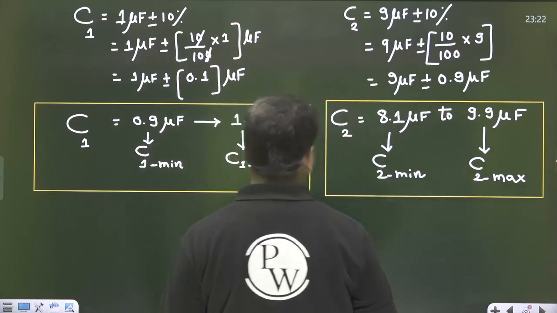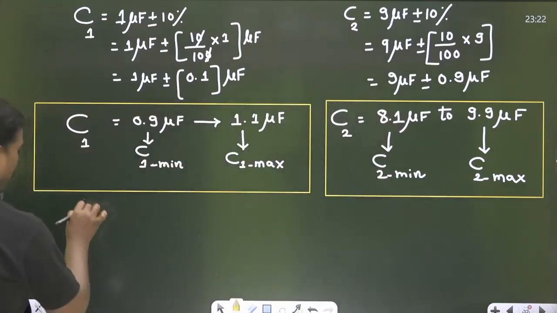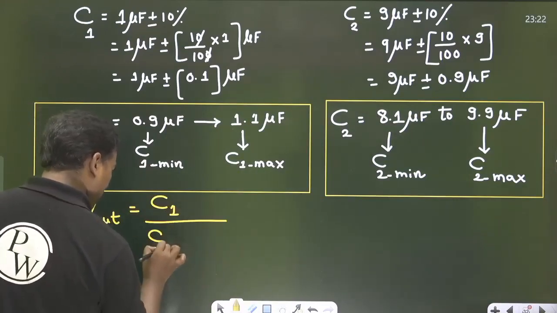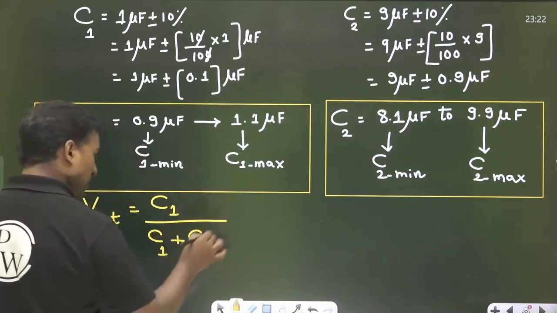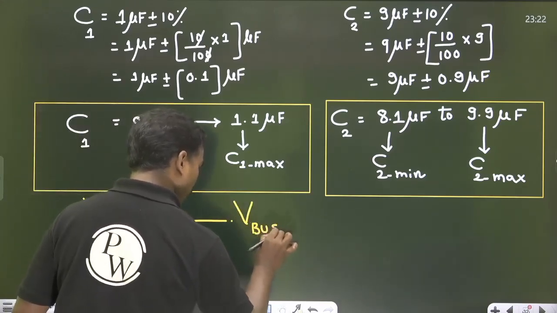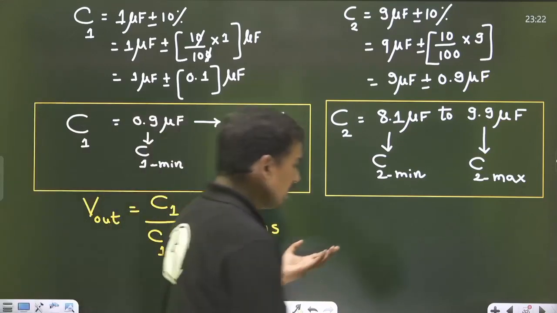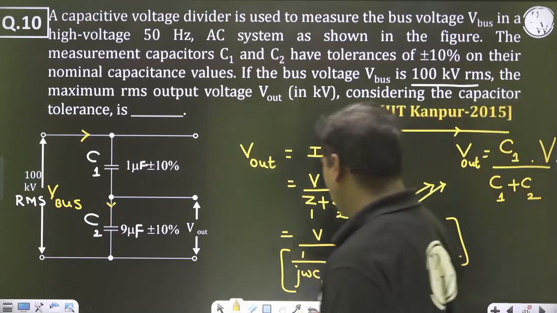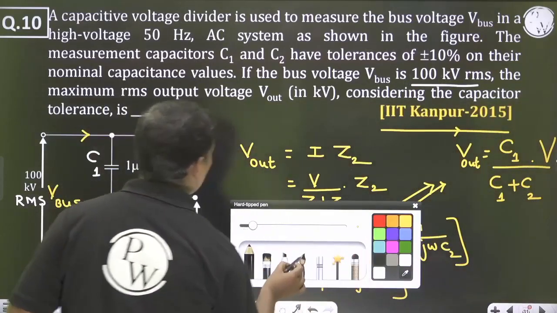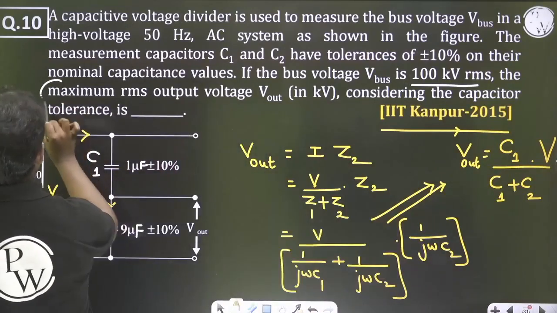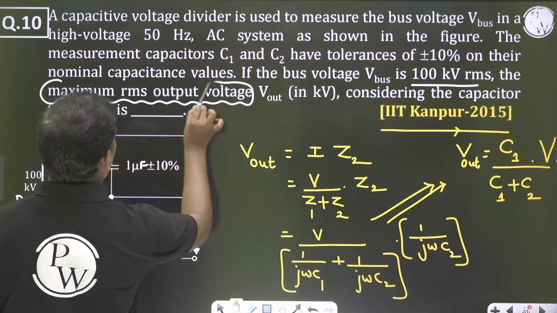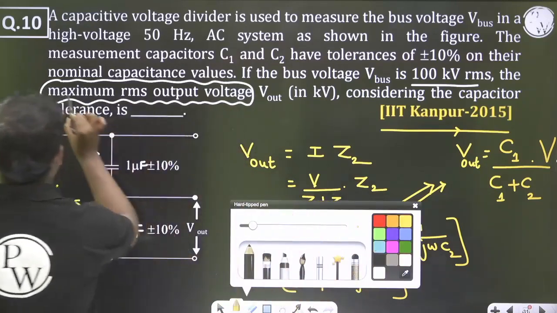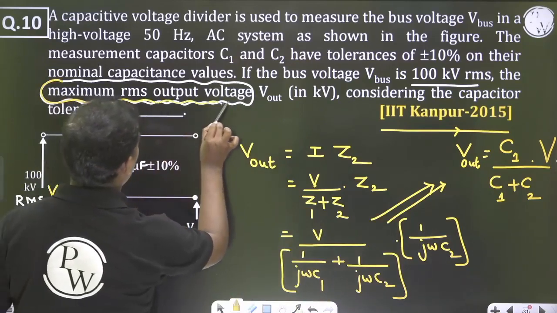Okay, so now we have the expression: V out is equal to the opposite capacitance C1 by C1 plus C2, into supply. That's it. But the question has a twist. You see the twist? What is the question asking? The maximum RMS. Very, very important here. What are they asking? Asking for the maximum.